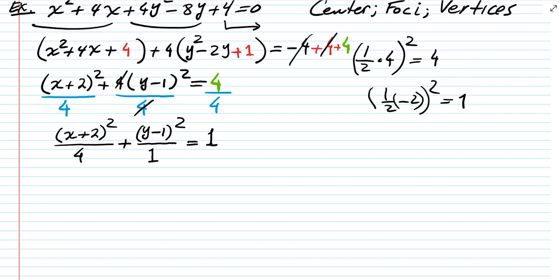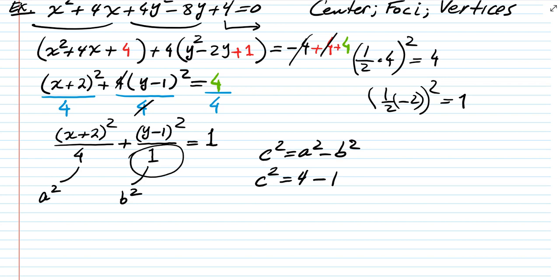Remember, the larger of the two denominators is a squared. So in this case, a squared is 4, b squared is 1. From that, I know c squared is a squared minus b squared. Therefore, c squared is 4 minus 1. Again, do not square the denominators twice. Therefore, c squared is 3. That means c is plus minus root 3. And what is c? C is the distance from center to a focal point.